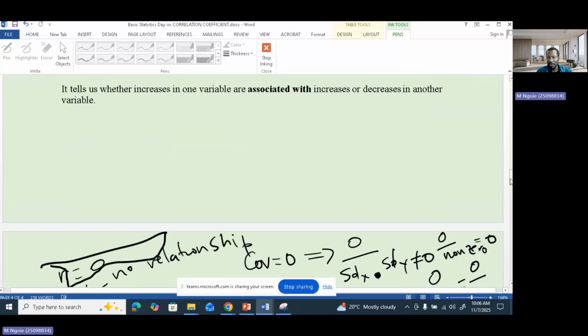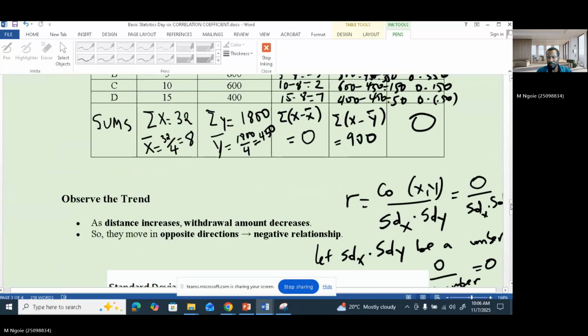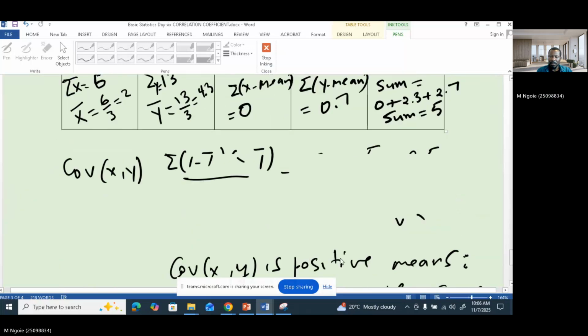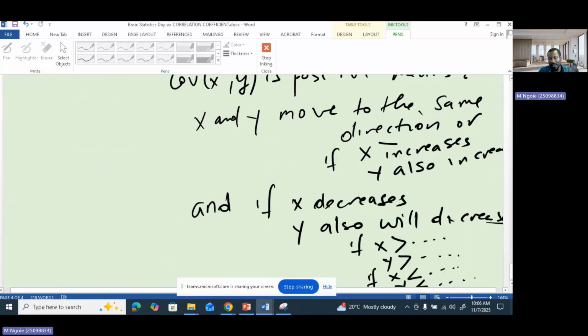With the table that I was talking about, this is what you need to practice over and over. So this is how to find the covariance. When you know your covariance, you already know those two are moving in the same direction, but you don't know how strong or how weak those two variables are.